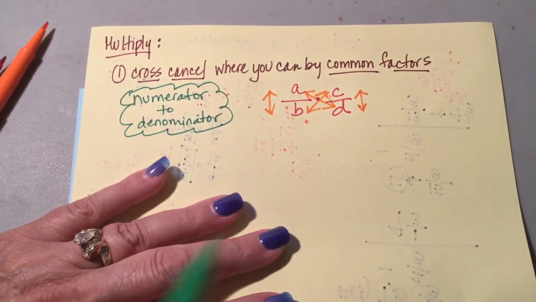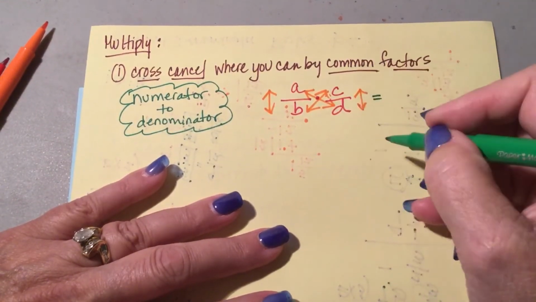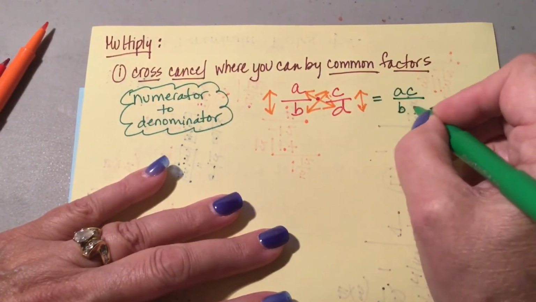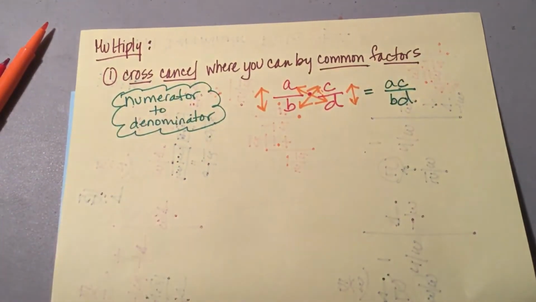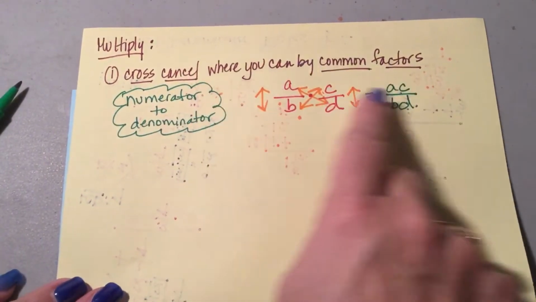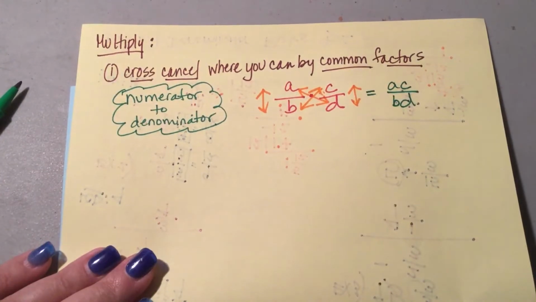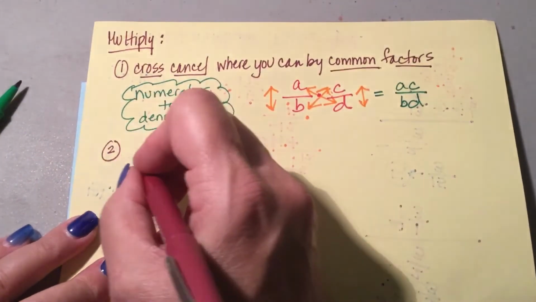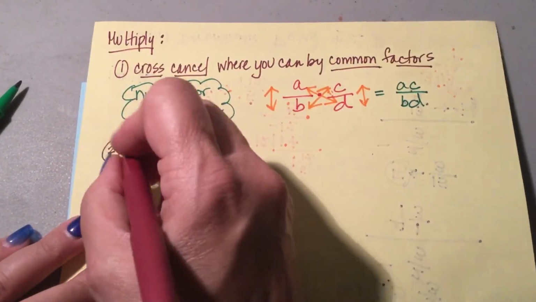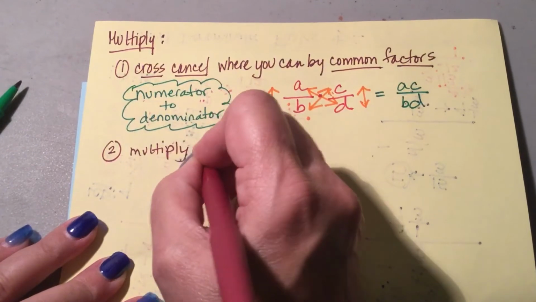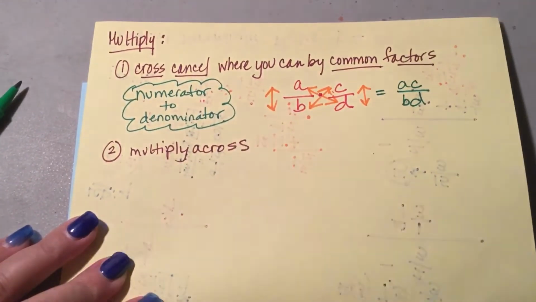Then after I'm done canceling, everything's canceled out, we would just say A times C, whatever that turns out to be, and B times D, whatever that is. So we're going to cross cancel where you can by common factors, and we'll show that a little more in a minute when we do an example. Then number 2, when you've done all of this, all you have to do is multiply across. It's pretty simple. Multiply across.